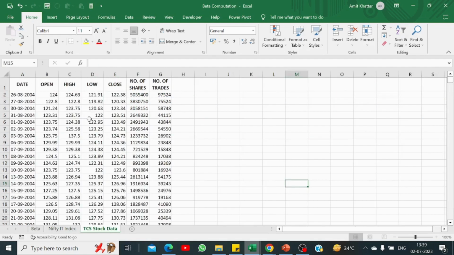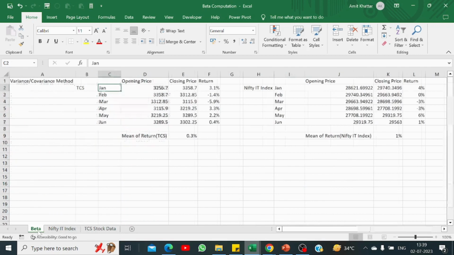This I've taken from Business Standard, and based on the opening price and closing price, I have determined the returns. So closing price minus opening price divided by opening price. This gives me the return percentage.